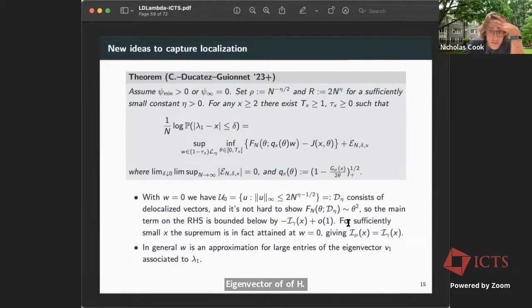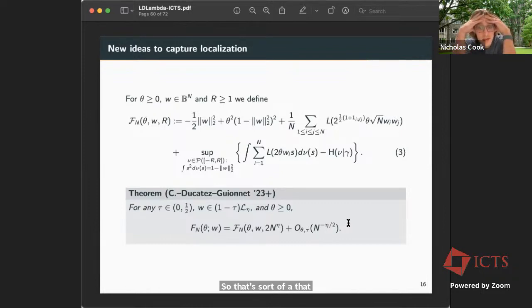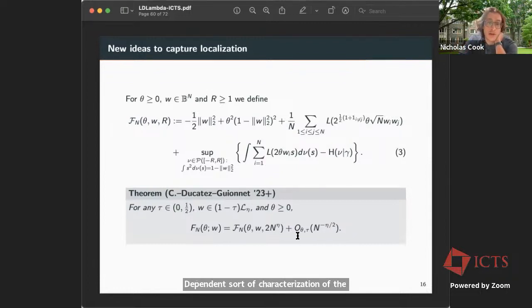Okay, all right, I'm running out of time. I already said some of this. That gives an n-dependent characterization of the tail. We have another result which gives an asymptotic formula for these restricted annealed free energies of this form. Okay, so it's not such an easy formula.